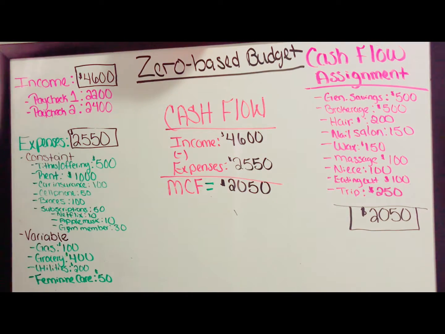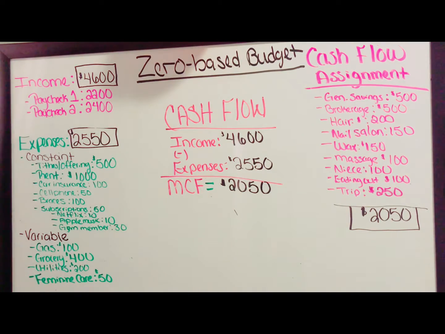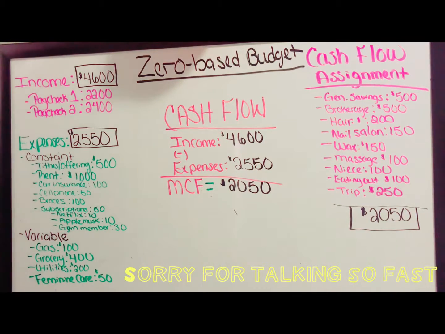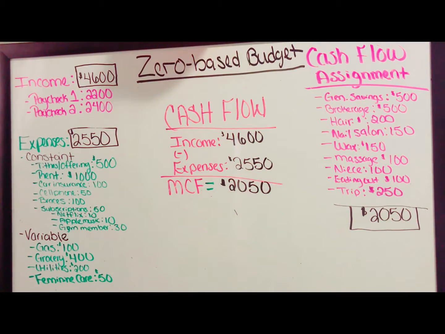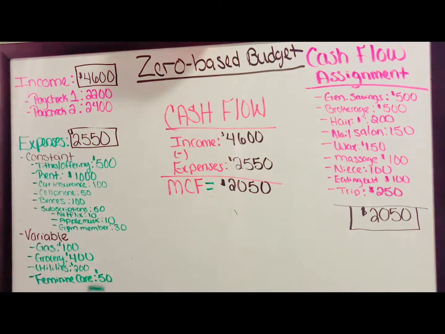If we add this all up, I did change some, but it should be $2,550. So what can we do with that? We know how much we make, exactly how much we make each month. We know exactly how much our expenses are. So now we can get to the most important part. What is our cash flow? Cash flow is the amount of money you have left over after all your major expenses are taken care of.